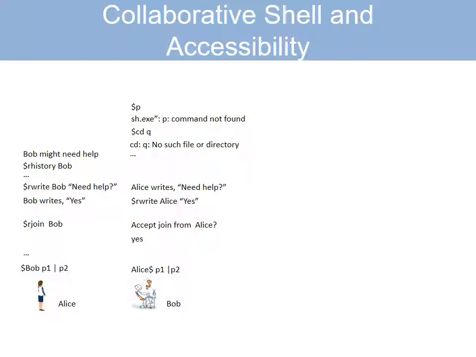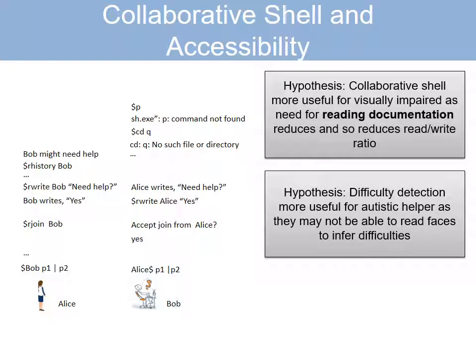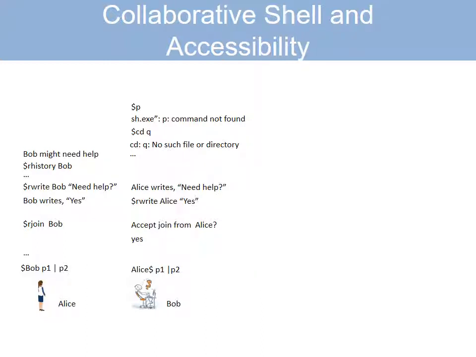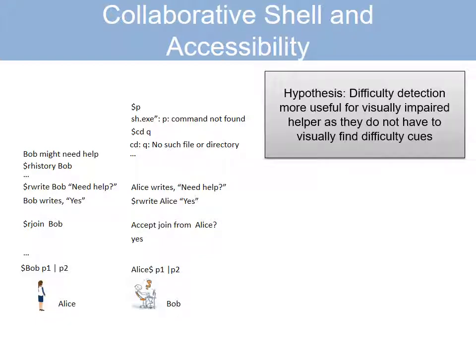So we can all use help, but sometimes we need help because we didn't bother to read the documentation. And guess who's going to find the documentation even harder to read? Somebody who's visually impaired. So I would argue that this kind of help would be more effective in that case. Also, let's talk about the helper having a handicap.